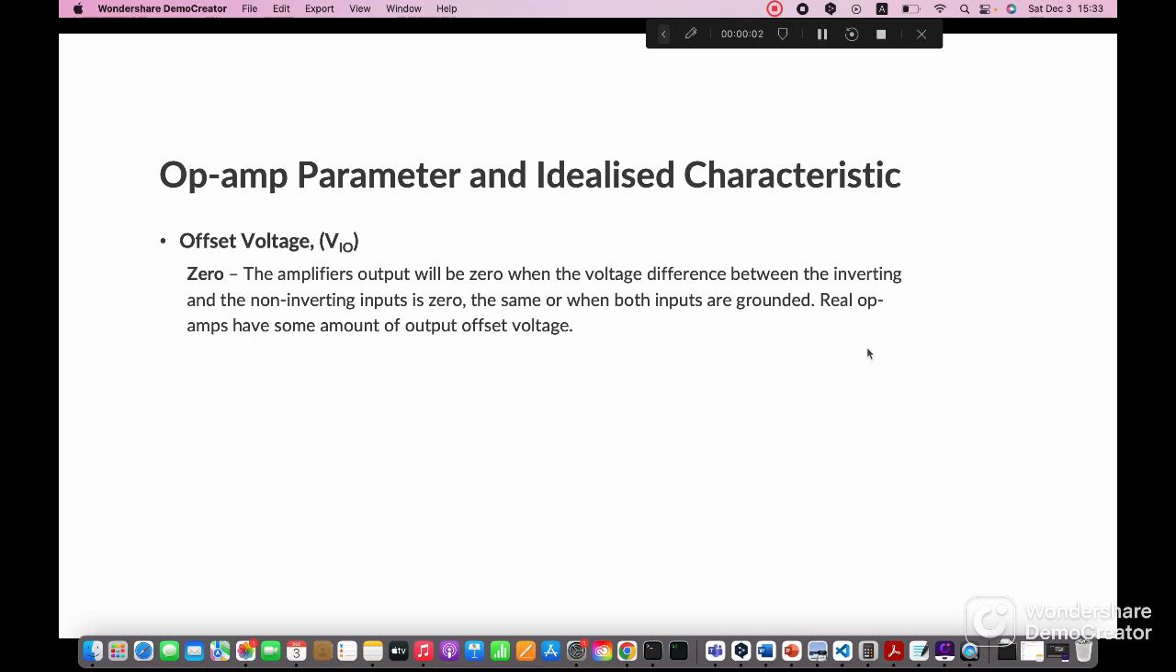From these idealized characteristics above, we can see that the input resistance is infinite, so no current flows into either input terminal, and that the differential input offset voltage is zero. It's important to remember these two properties, as they will help us understand the working of the operational amplifier with regard to the analysis and design of op-amp circuits.